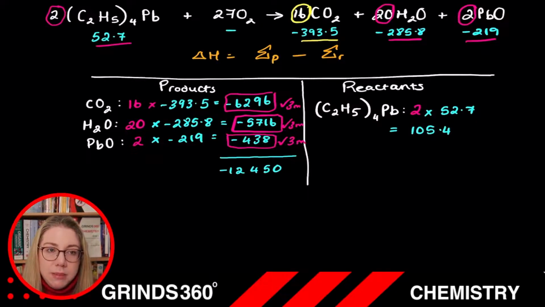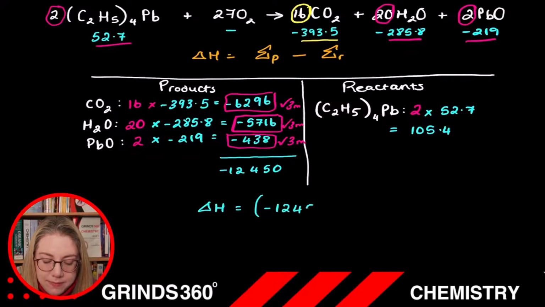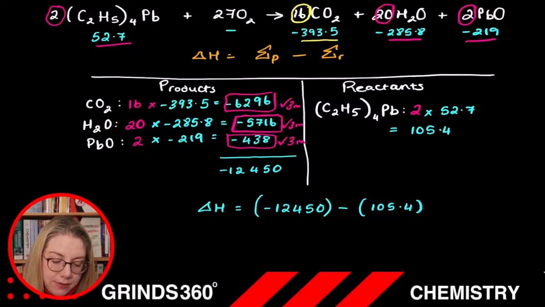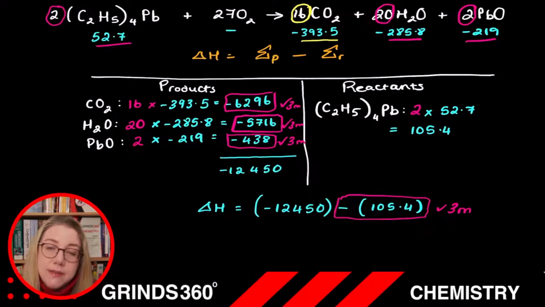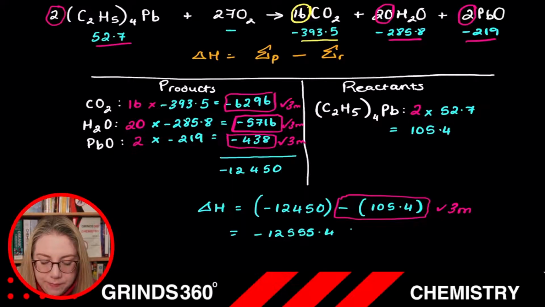So now we're going to take all of these numbers and substitute them into the equation above. So the heat of reaction here, the delta H, is equal to the sum of the energy of the products, that's the minus 12,450. Make sure you use brackets, minus the sum of the energy of my reactants, which is 105.4. If your examiner sees minus 105.4, that's your next 3 marks to bring you to 12 out of 17. Then on your calculator, you add that together and we get minus 12,555.4 kilojoules.